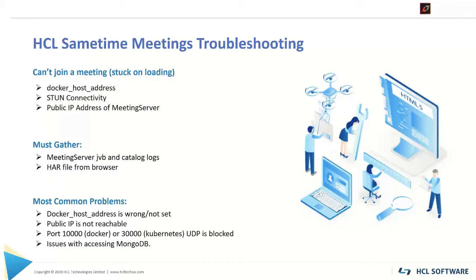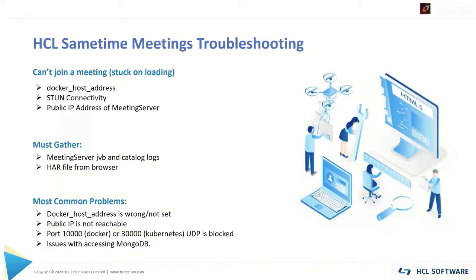So I've authenticated, I'm able to create rooms, I can get to my rooms. Then the next thing I do is I try to join a room. And this is the next most common problem as you go down the path. That's where I get stuck on loading. I can't join the meeting. The little rainbow bar goes back and forth and you're just sitting there waiting.